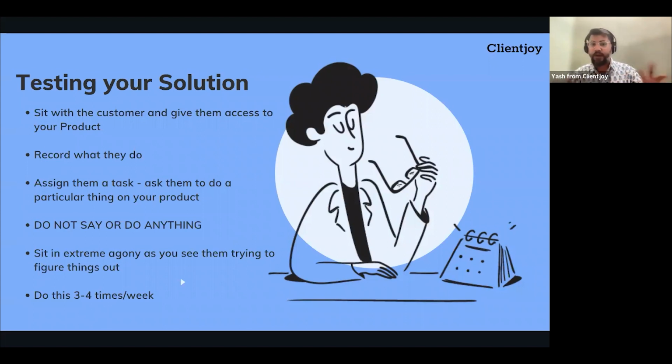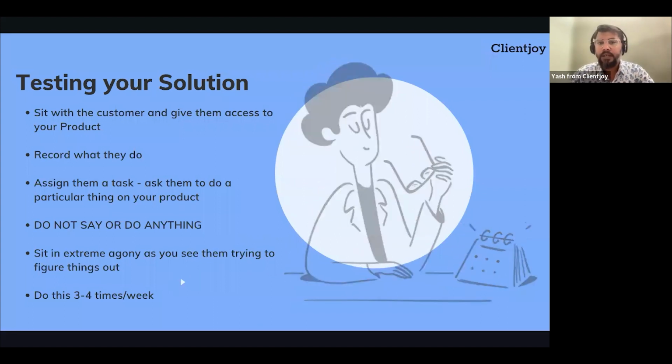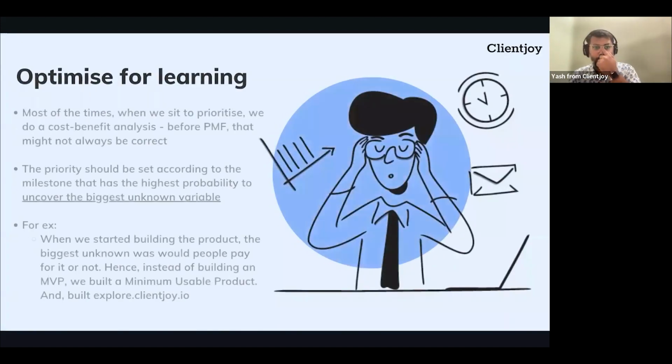So this is primarily how you test whatever solution that you build. You do this at least 3 to 4 times a week, right? So you speak to your prospects, speak to your friends or people who are there in the incubation center who resemble your client, and then do this exercise 3 to 4 times a week to test the solution that you're building.